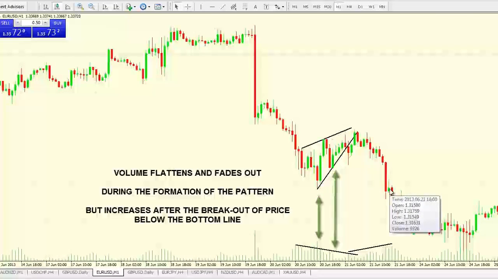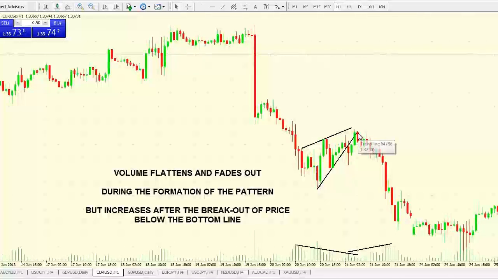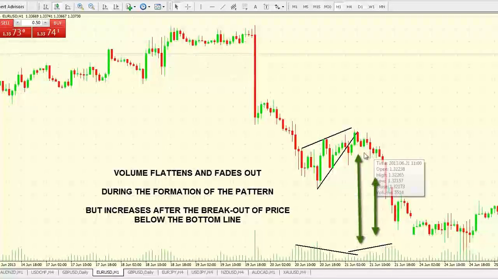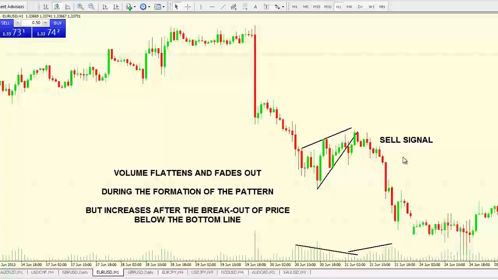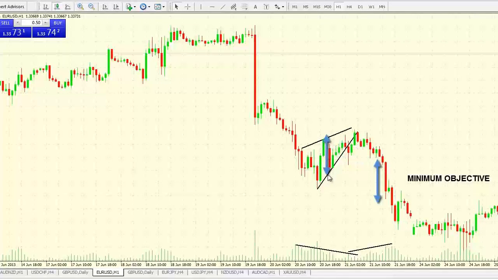Indicative of the fading upside momentum during the formation. Once the price breaks out below the bottom line of the wedge, as in this region, it would be considered as a sell signal. The price is expected to drop to lower levels by at least the amount of the minimum objective, which is the perpendicular distance between the top and bottom line of the wedge.